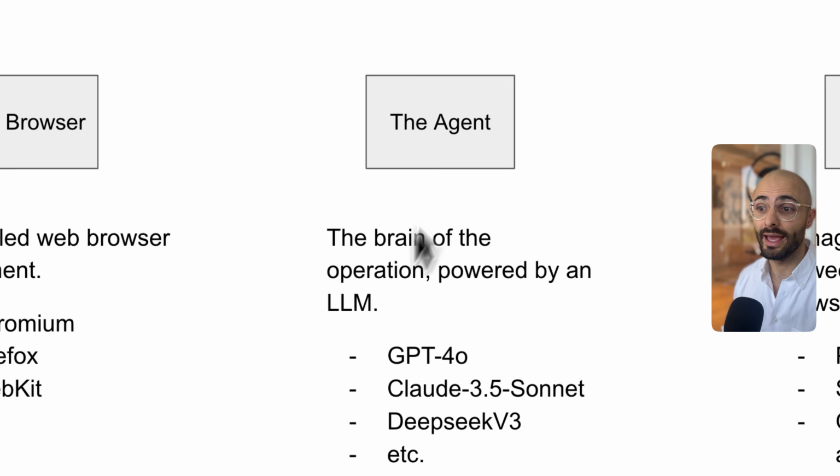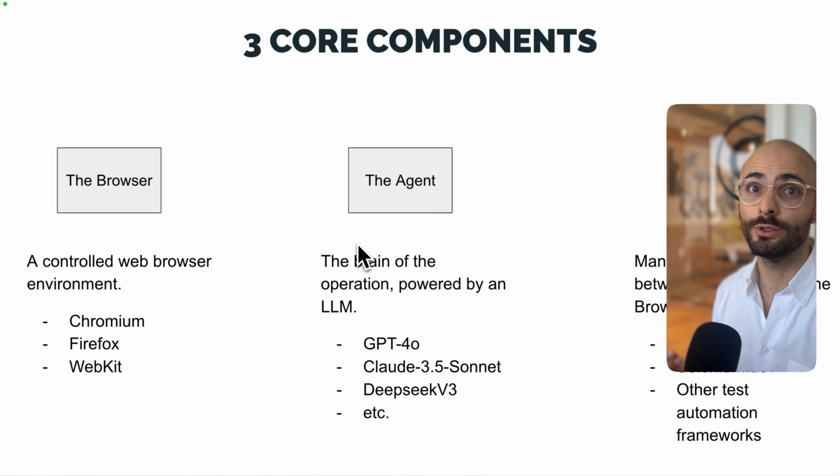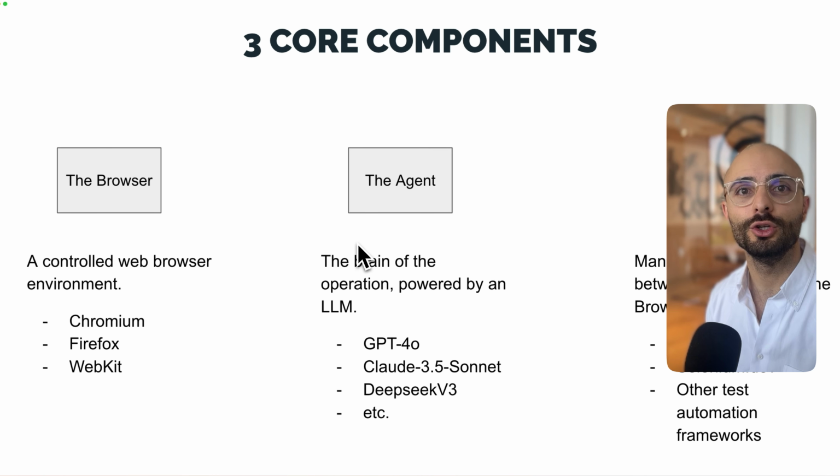Then we have the agent, which is the brain behind the model, which is a large language model. With the open source models, you're able to plug in any third-party large language model and use that one.